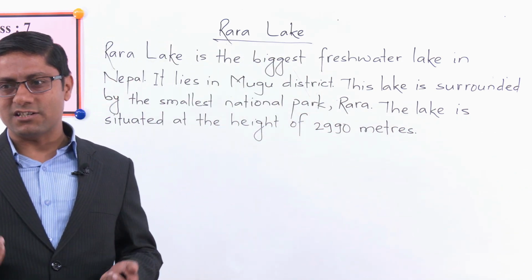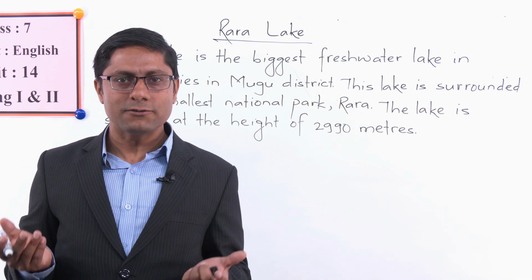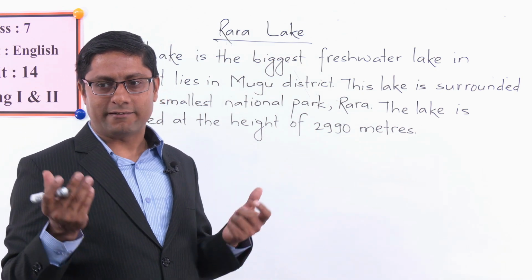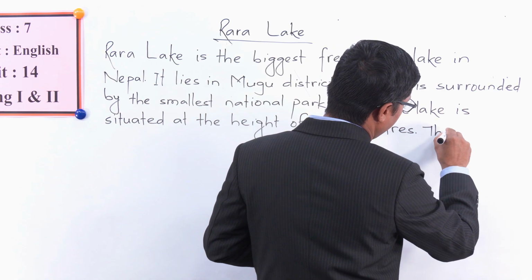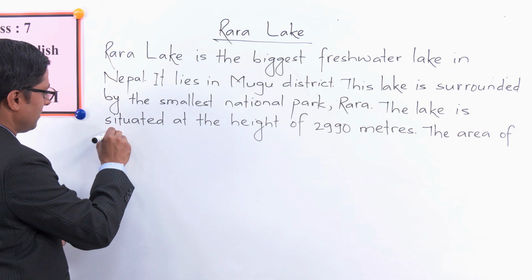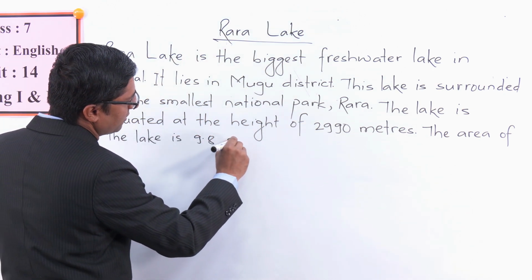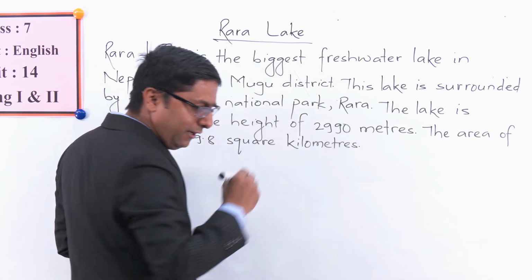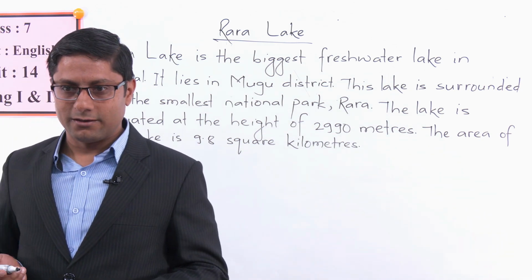Similarly, you can see the next information, it's about the area. What's the area given there? Can you say? Yes, it's 9.8 square kilometers area is given. So, simply we can add the area of the lake is 9.8 square kilometers. Okay. The same information can be developed into a sentence in this way.